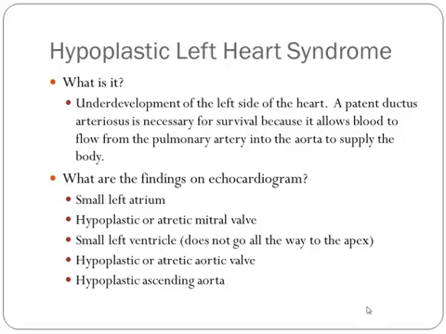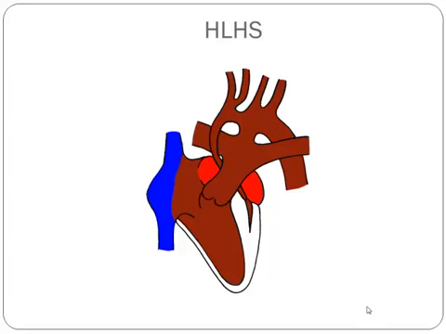So you will often see a small left atrium. You can see a hypoplastic or sometimes an atretic mitral valve. You will see a small left ventricle. It does not go all the way to the apex, and sometimes it can actually be hard to tell that there are two ventricles at all, because sometimes that left ventricle can be so tiny you literally can't see it. You will see a hypoplastic or an atretic aortic valve and a hypoplastic ascending aorta.